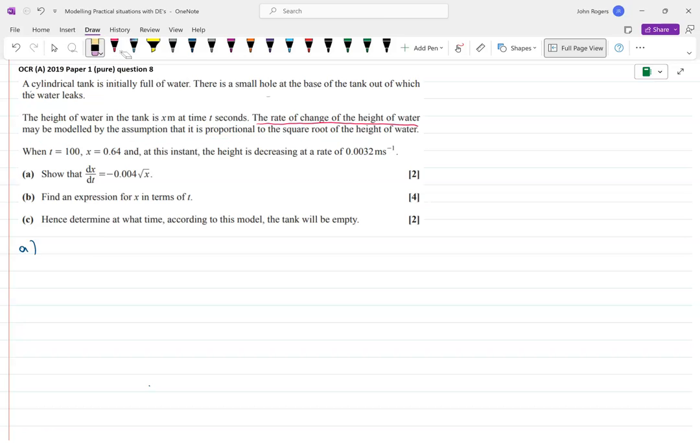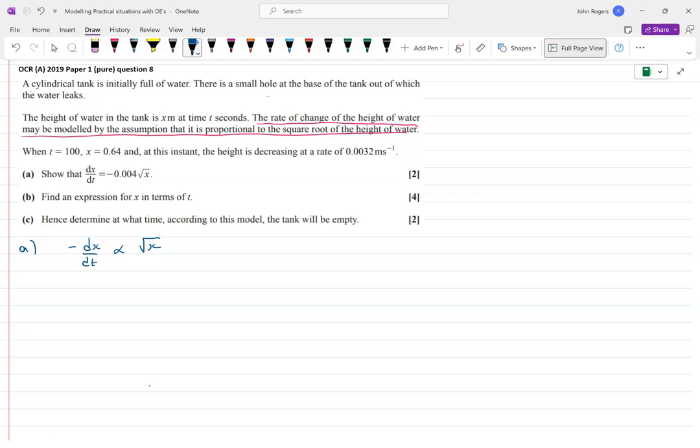The rate of change of the height of the water may be modelled by the assumption that it is proportional to the square root of the height of water. Now, they have said rate of change here, not rate of decrease, but I don't think we know it's decreasing. So I might be inclined to say minus dx by dt is proportional to the square root of our variable, which is x.